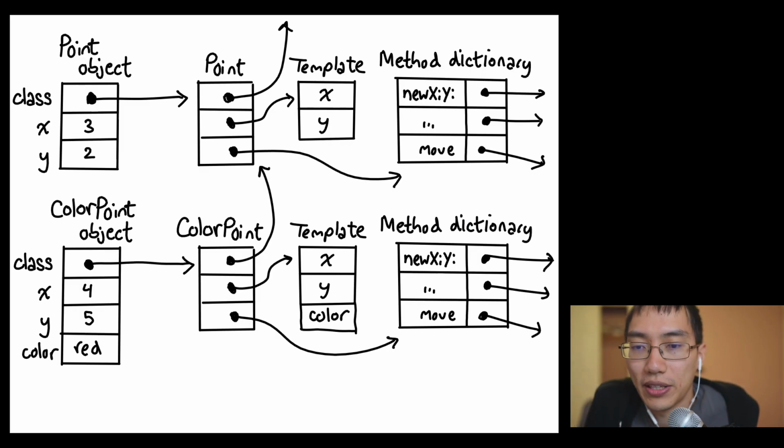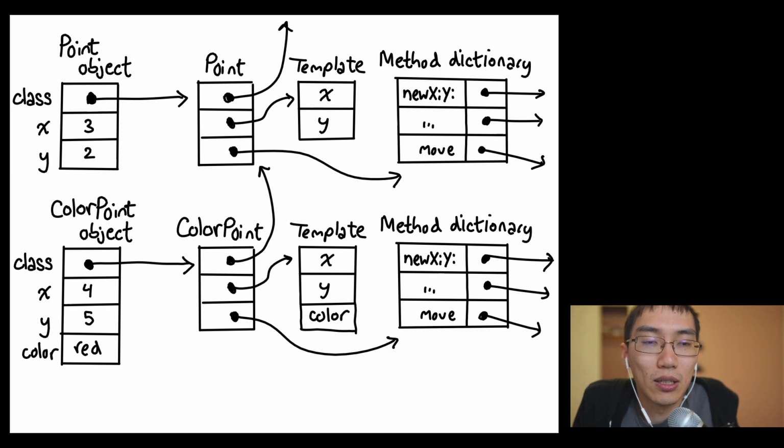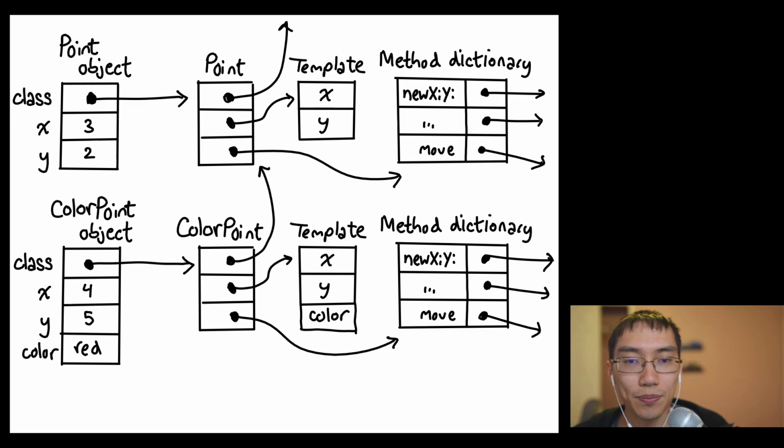And so if we write this in diagrammatic form, it might look something like this, right? A lot of arrows here, but it should make sense. We have our objects on the left. They point to their classes. The color point class points to the point class. And then we need to know what the template is and what the method dictionaries are.